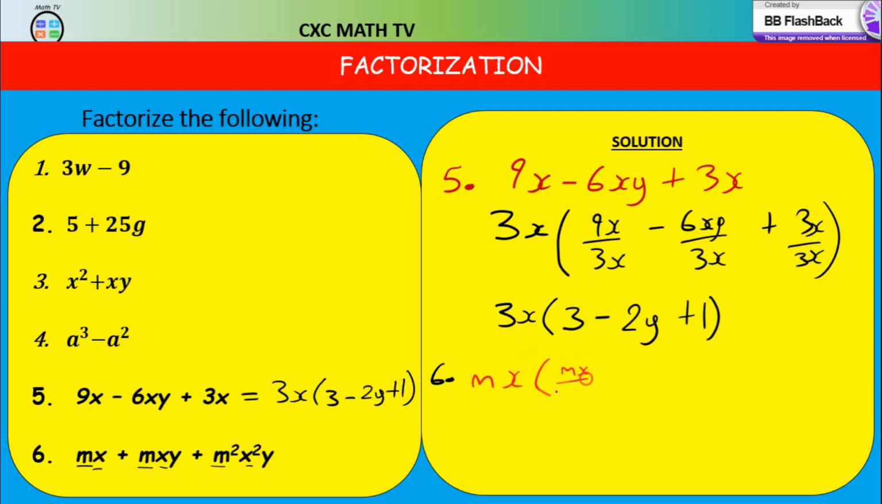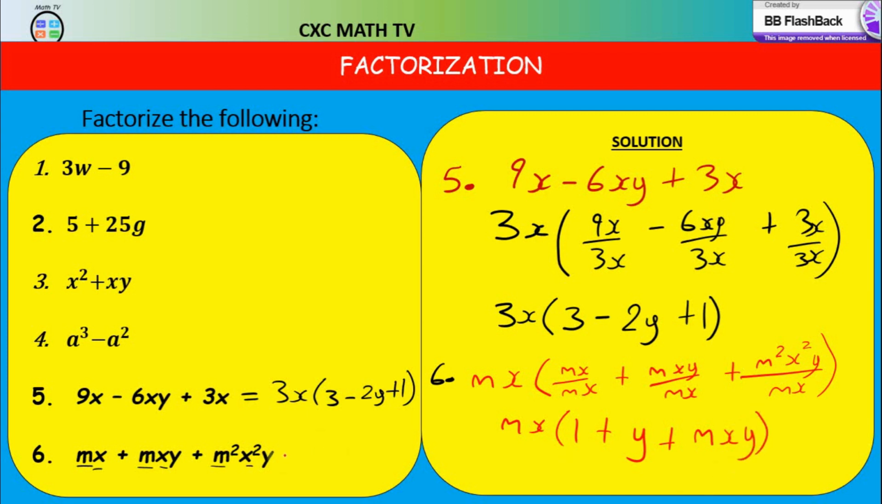So we divide mx by mx, plus divide the second term mxy by mx, and divide m squared x squared y by mx. So when we do that, we get mx in bracket 1 plus mx over mx, that just leaves y. Now m squared divided by m, that leaves m. X squared divided by x, that leaves x. And then nothing is going into y. So that is your answer. This works out to be mx in bracket 1 plus y plus mxy. And that's it. Easy, easy, easy.